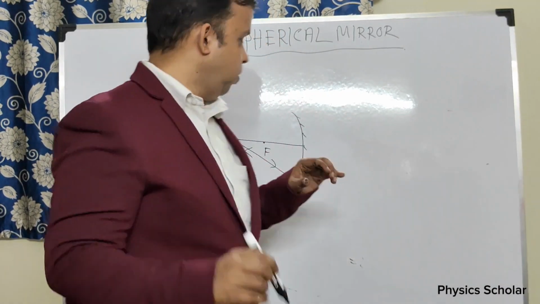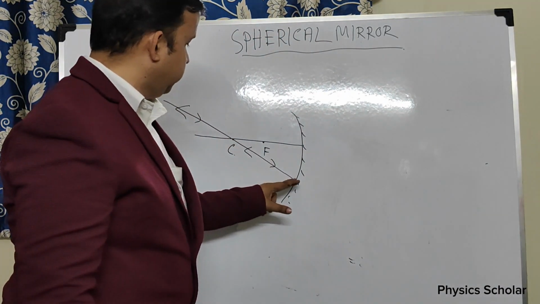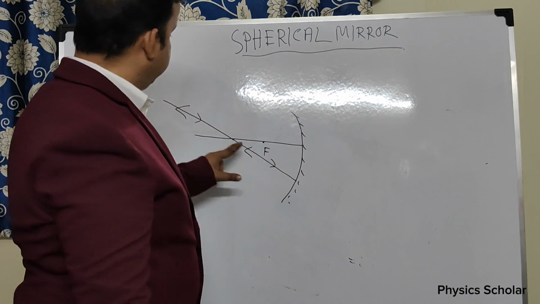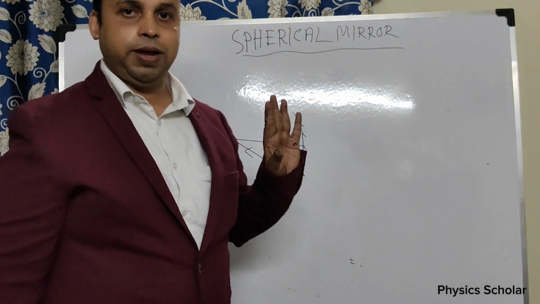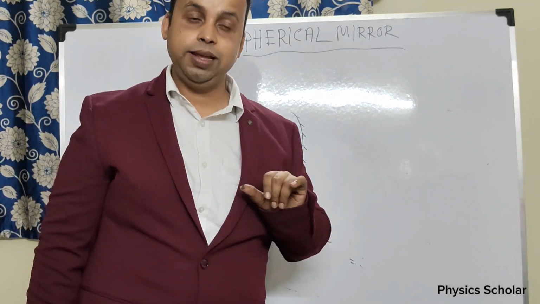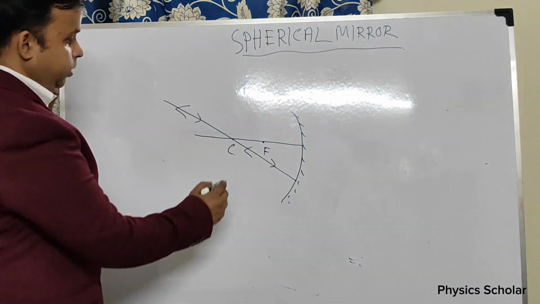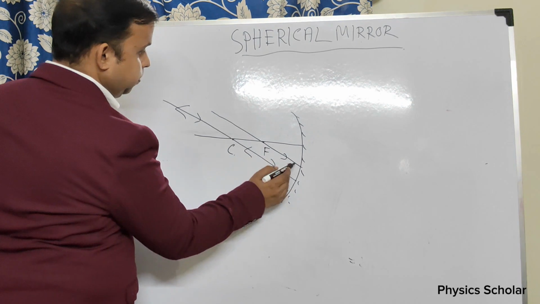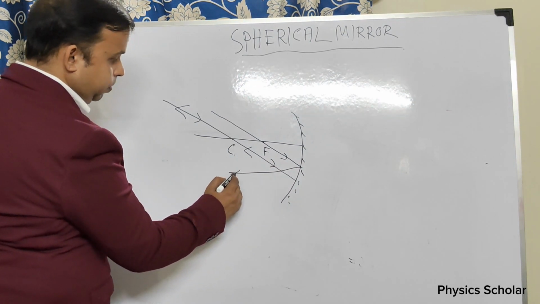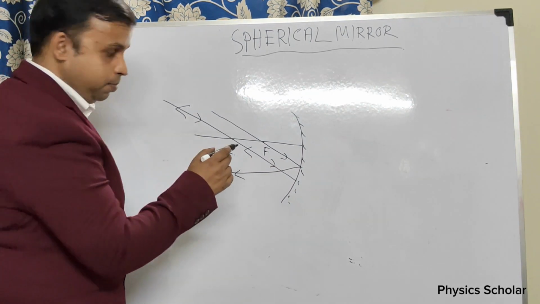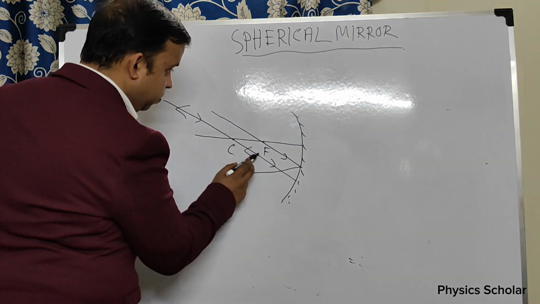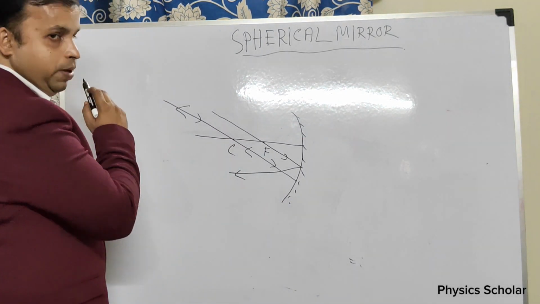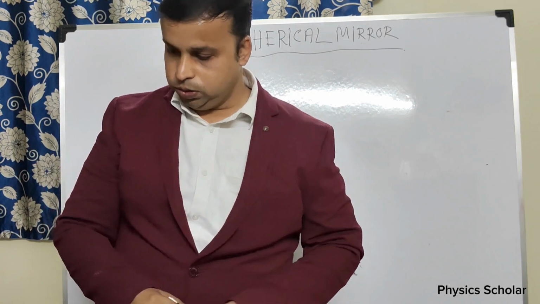Okay. So if a ray of light passes through the center of curvature, after getting reflected, it will come back along the same path. If it is like this, from the principal focus, then it will be parallel to the principal axis. But remember, if it is through the center of curvature, then it will come back along the same path. So clear to all of you?